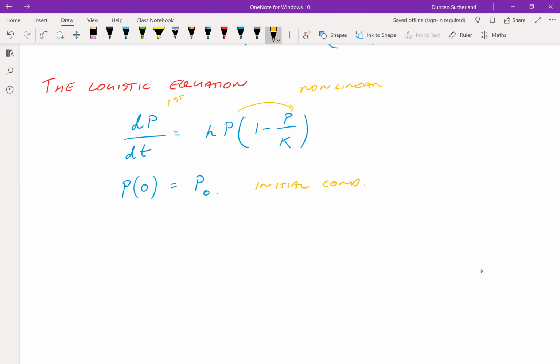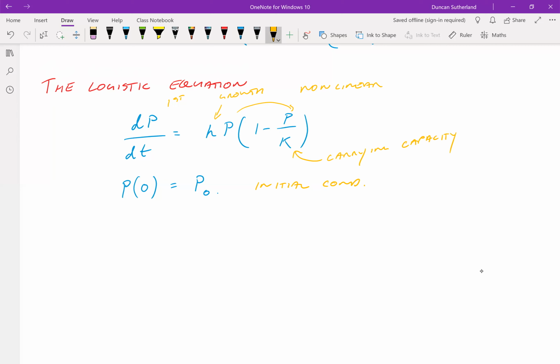Now, a couple of other terms that I'd like to draw your attention to. This k thing is often called the growth constant. And this capital K, that's sometimes called the carrying capacity. We'll just call it the carrying capacity.